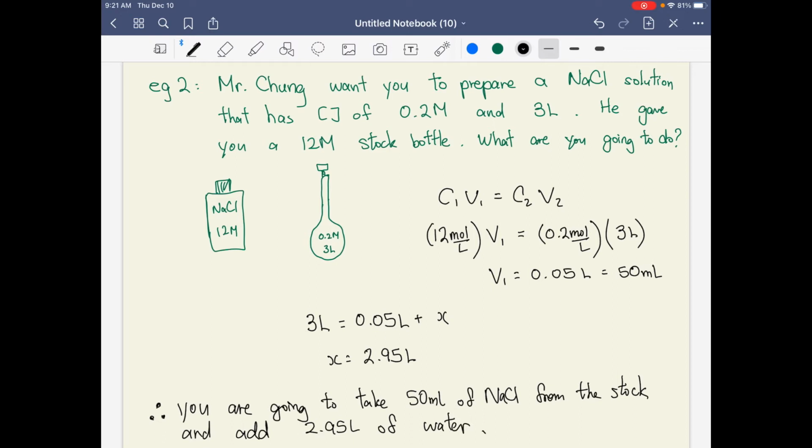That is how you would satisfy what Mr. Chung wanted you to do. He wanted you to make 3 liters of 0.2 molar NaCl. He gave you a 12 molar stock bottle. You're going to take 50 milliliters out of this and put it in here. And then you're going to add 2.95 liters of water to make up that 3 liter mark.